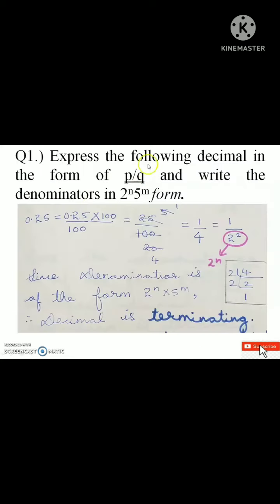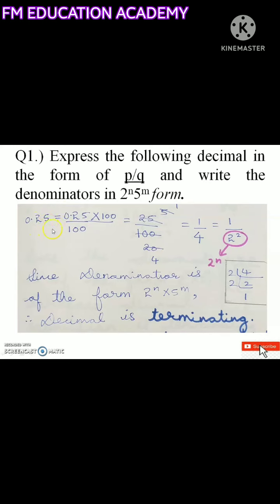Now let us see one problem. The question is: express the following decimal in the form of p by q and write the denominators in 2 power n 5 power m form. So we are having 0.25. We know 0.25 is terminating. How can we say that 0.25 is terminating? Because we don't have any other numbers after 25. It is stopping here only. That is why 0.25 is terminating.